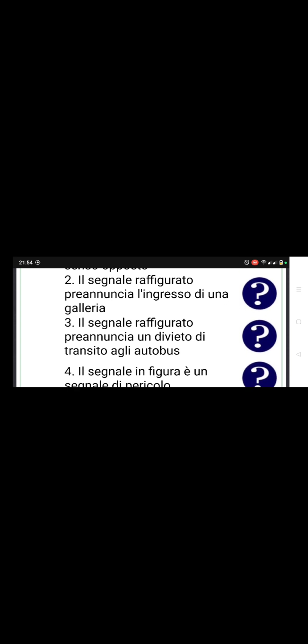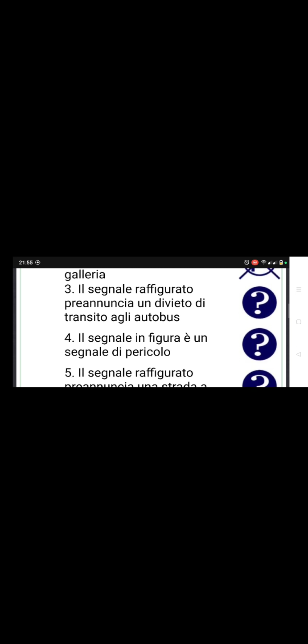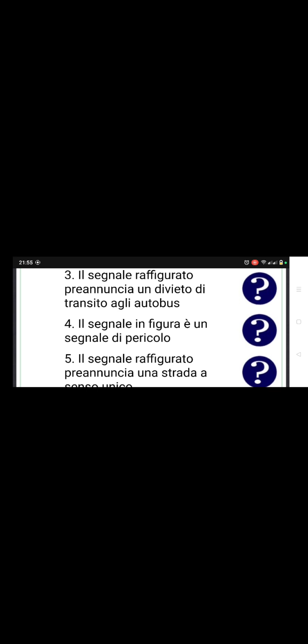So that is true. So number 2, il segnale raffigurato pronuncia ingresso di una galleria. So this sign figure is announcing the entrance to a tunnel. No, it's false. This sign is not announcing any entrance to any tunnel. Number 3, il segnale raffigurato pronuncia un divieto di transito agli autobus. So this sign figure is announcing a forbidding of transit of the buses. No, it's false. It's not announcing any forbidding of transit of the buses.